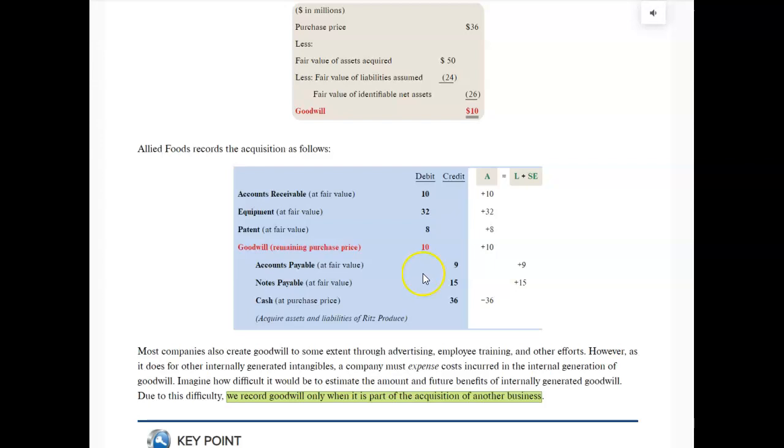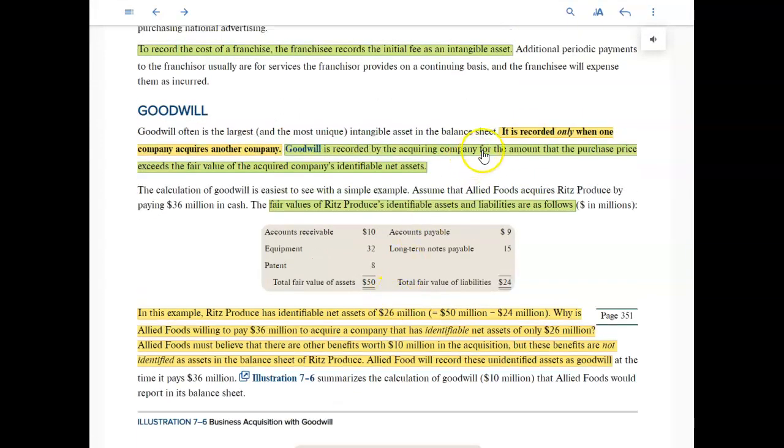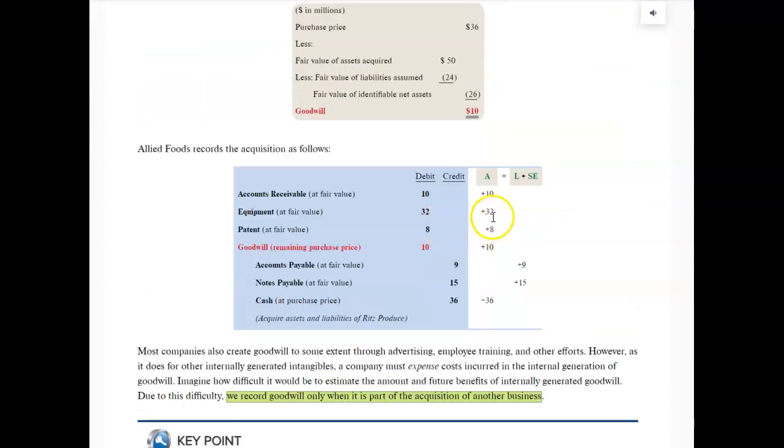Like we said at the very beginning up here, remember this, right here, goodwill is only recorded when one company acquires another. So you might have your own business. It does have goodwill, but you never record your own goodwill. So keep that in mind.